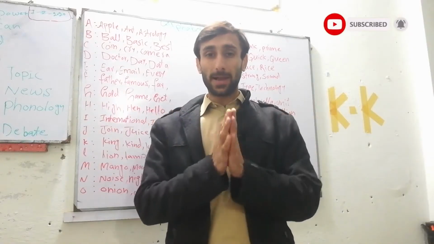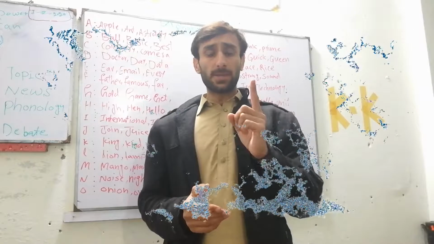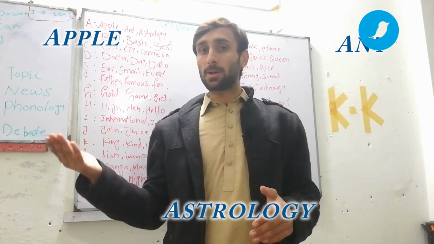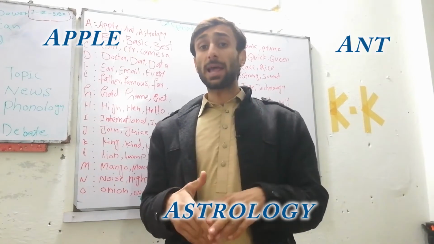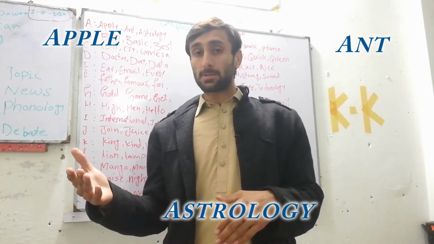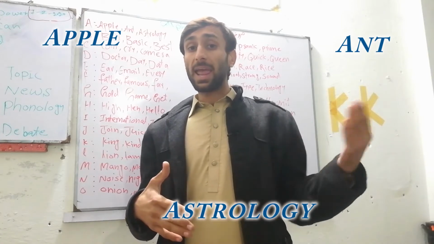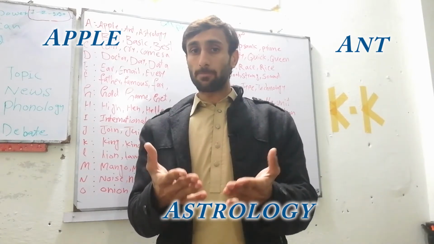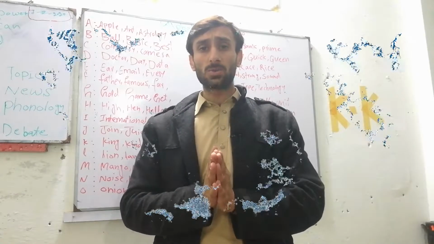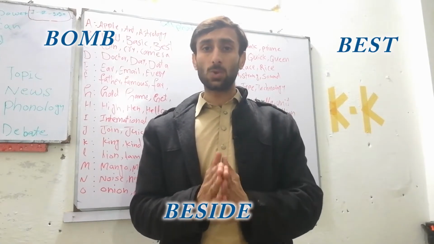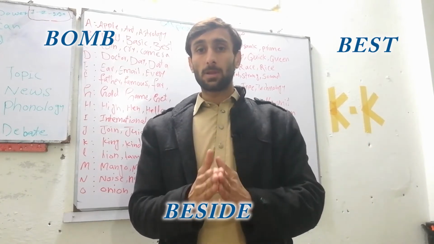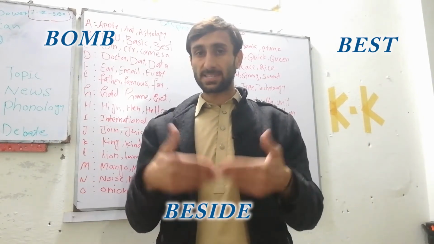Alright, welcome back. So, the letter A gives us the sound of A as in the word apple. याद रखिए अमेरिकन इंग्लिश में ये एप्पल होगा और ब्रिटिश में apple. So, apple or apple. Ain't, astrology, etc. So, the letter B gives us the sound of B as in the word bum, based, beside, etc.